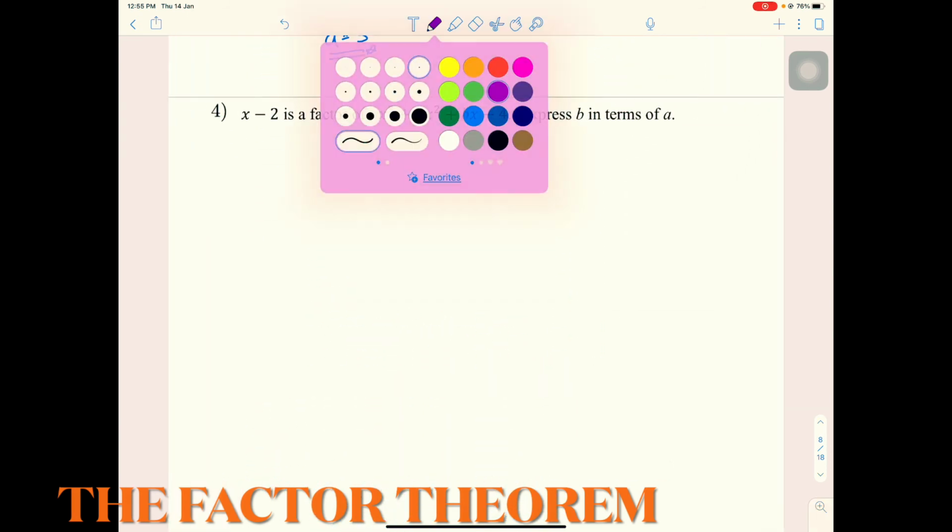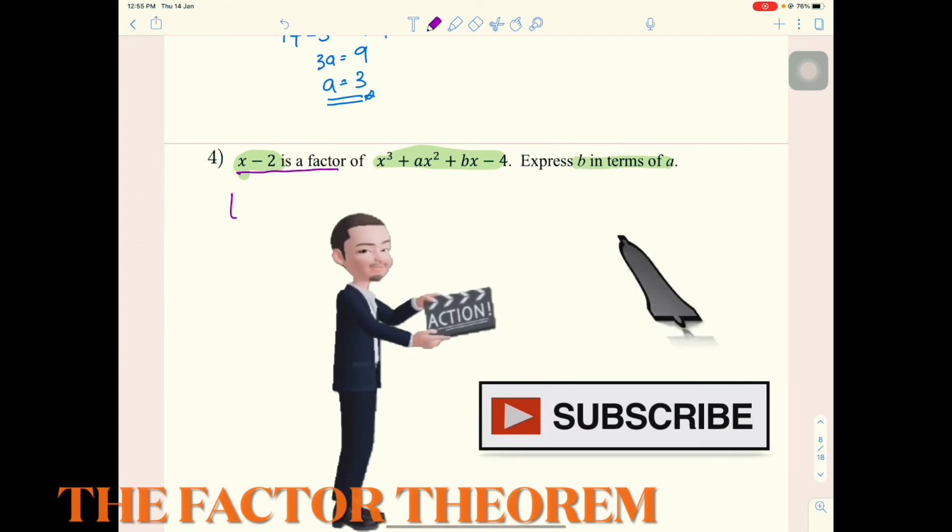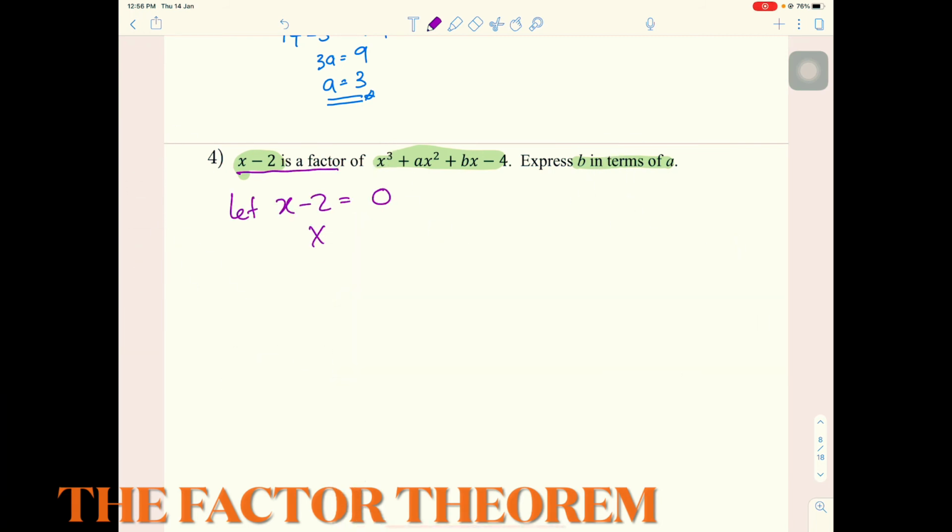And last but not least, question 4. x minus 2 is a factor of the polynomial. Express b in terms of a. So now we want to express b as the subject of the formula in terms of a. Let x minus 2 equals 0, x equals 2. Because it is a factor, let f(x) equals x to the power of 3 plus ax squared plus bx minus 4 equals 0.